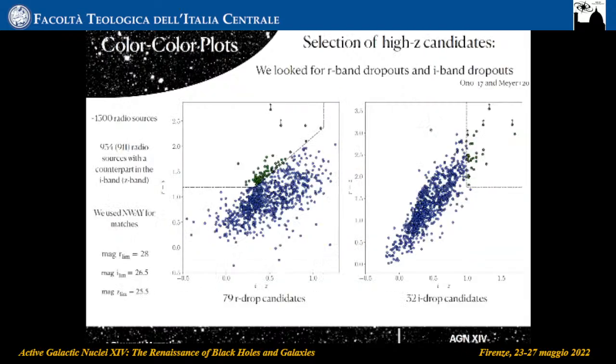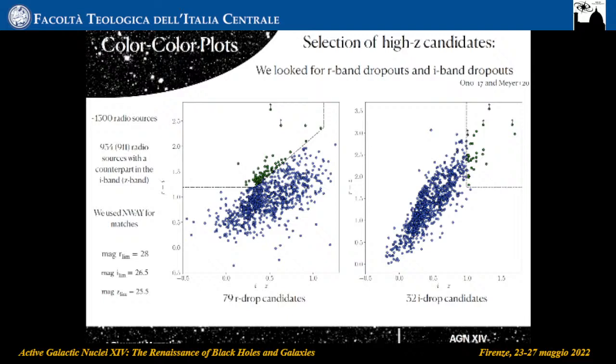So we started from our radio sample that was built up by 1,500 radio sources in the J1030 field. We investigated the optical and near-infrared counterparts of these sources, and then we focused on the identification of good high redshift candidates, with the first step looking at color plots.